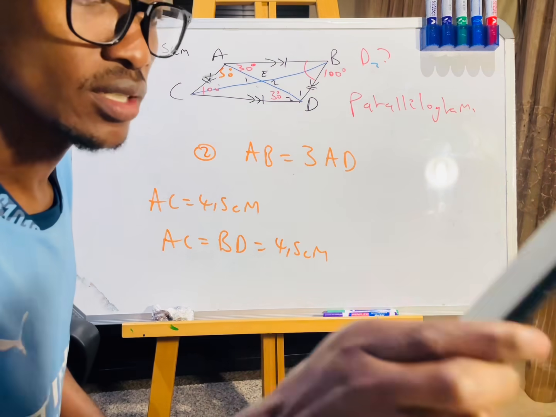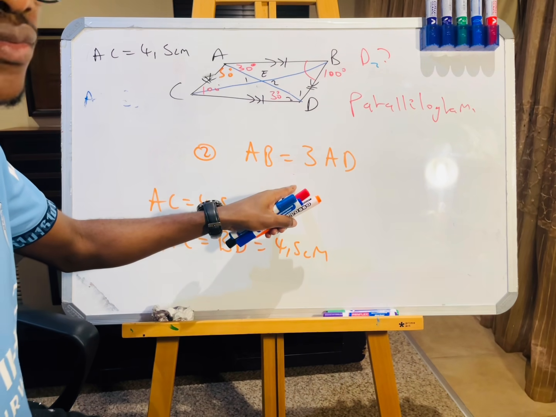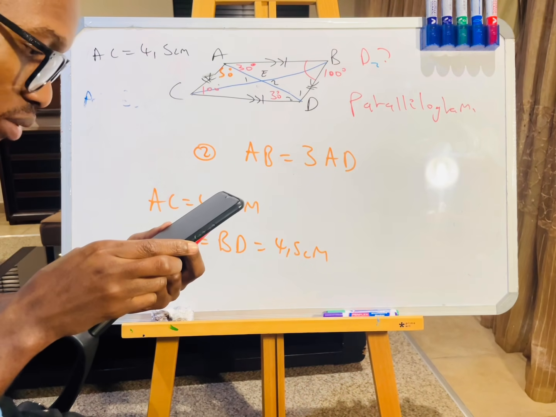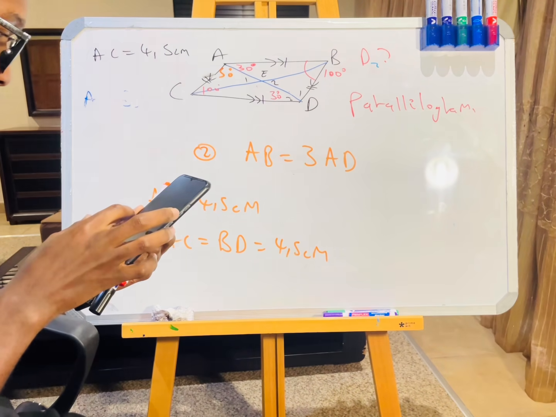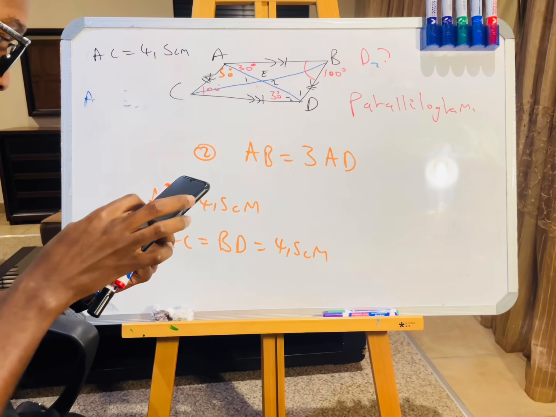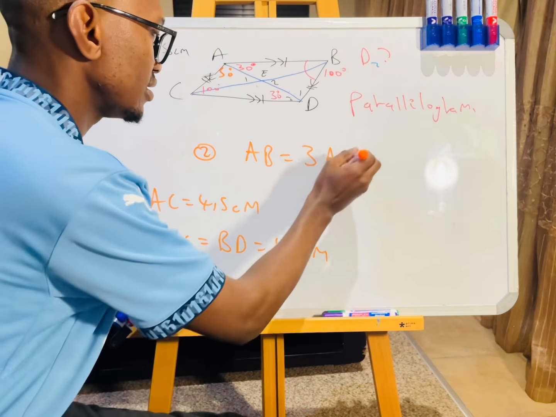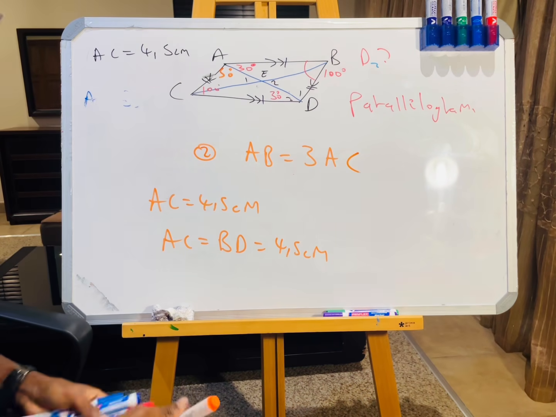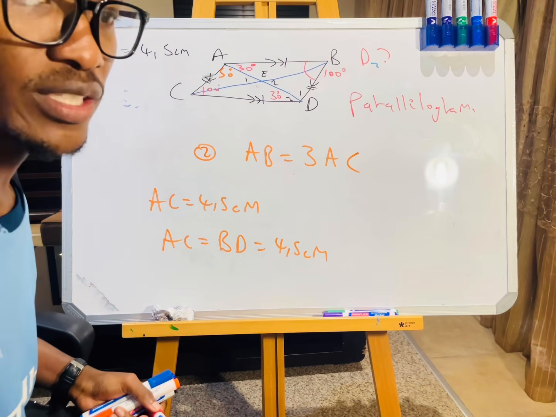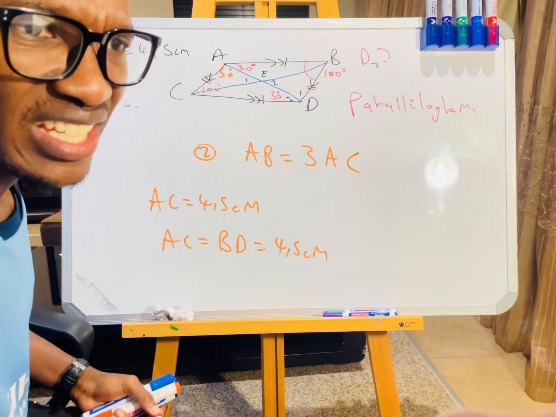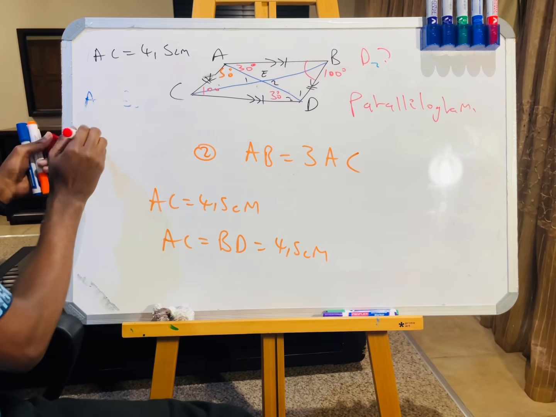AB equals 3AD. I think I don't want to check. AC is 4,5. Oh yeah, in other words, I wanted to say AC here. All right. So AB, they said AB equals that. So what are we looking for? They're looking for the perimeter.